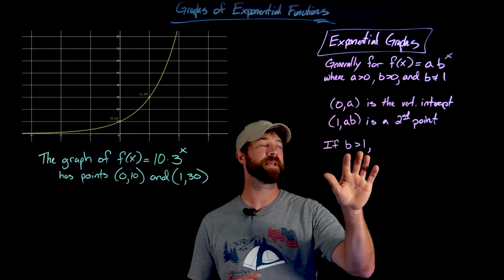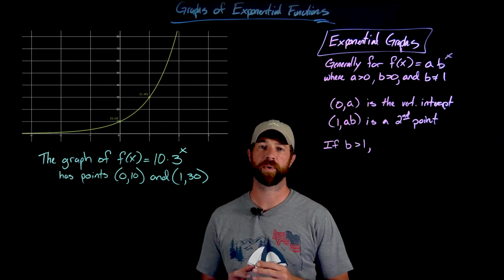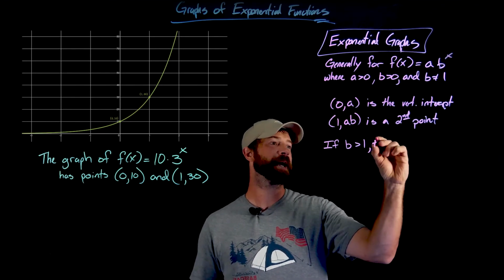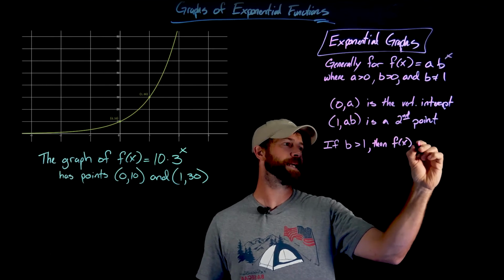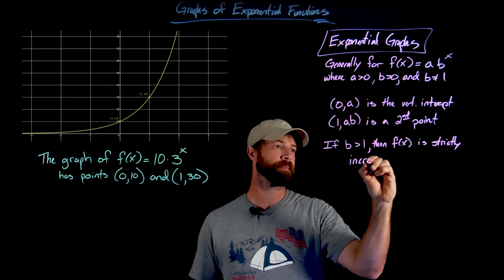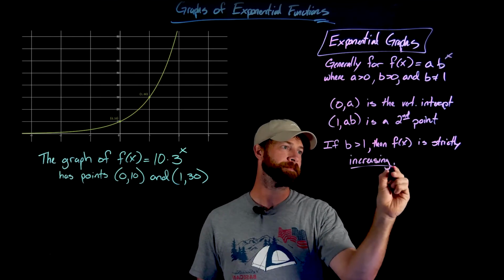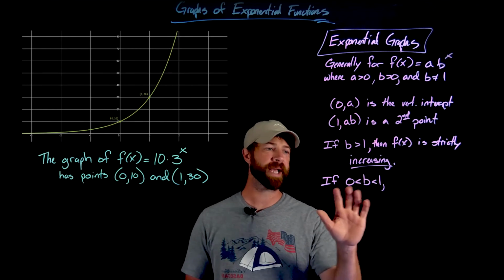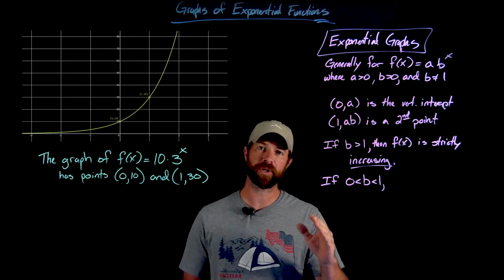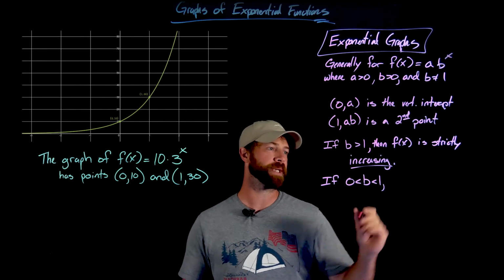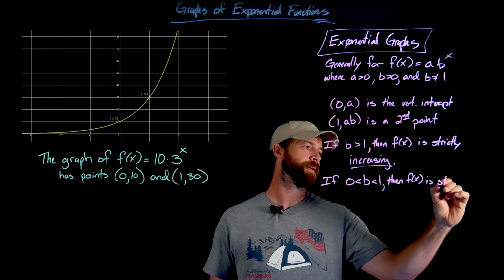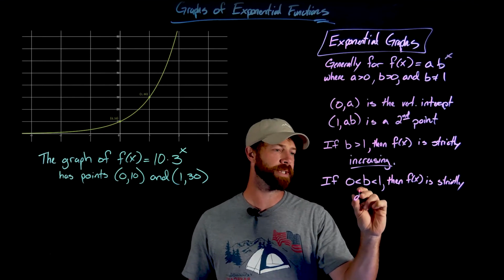Then importantly, if our b value, our exponential factor here, is greater than 1, then we know this represents exponential growth. But graphically, what that means is that then f of x is strictly increasing. And then graphically speaking, if we had the case where we have an exponential decay model, that would be strictly decreasing, because as we increase the independent variable, the outputs are going down. So in this case, then f of x is strictly decreasing.